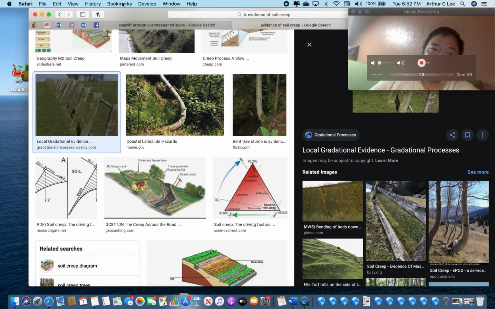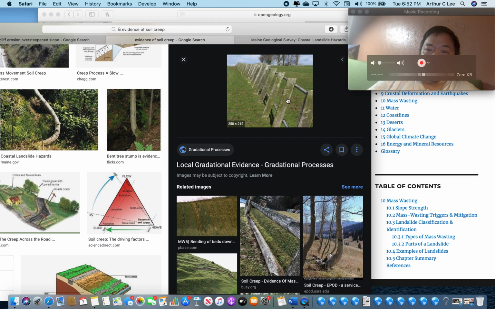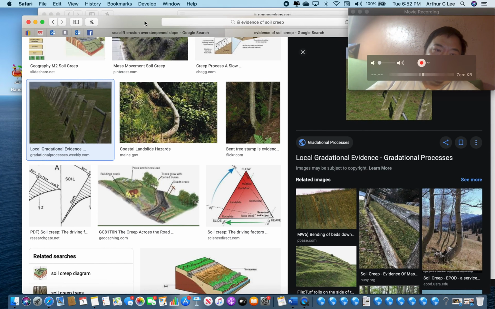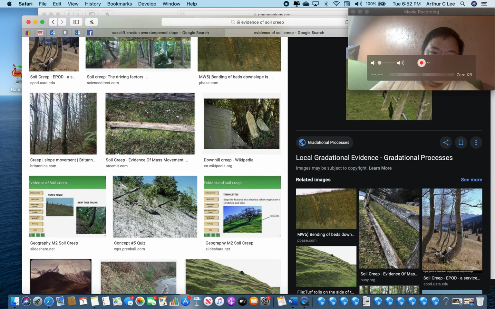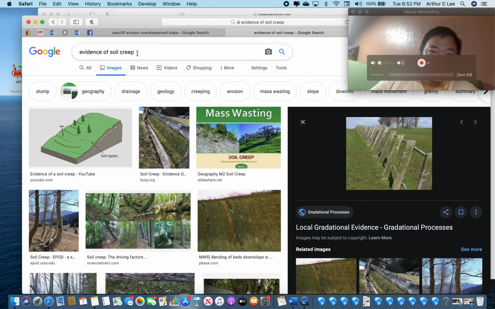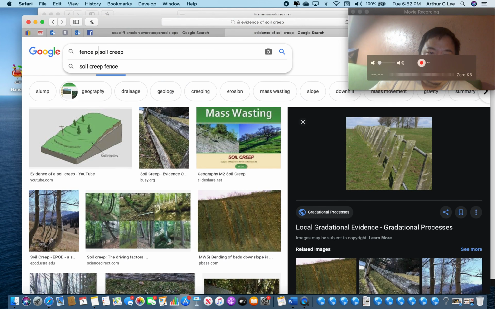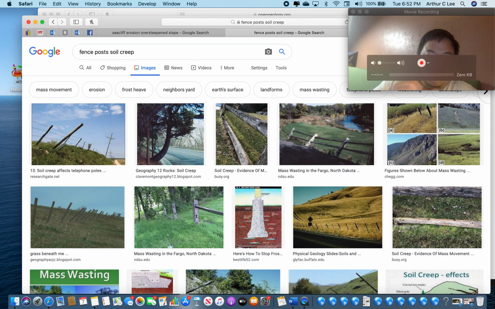The second thing you use is fence posts. Notice how these fence posts are leaning downslope? The soil has caused that. See how there's soil creep. See how this fence is leaning downslope, or these poles are not going straight out of the ground. When they put this fence up, they weren't drunk. They put the wood straight into the ground. Now it's leaning. That's some evidence of soil creep.